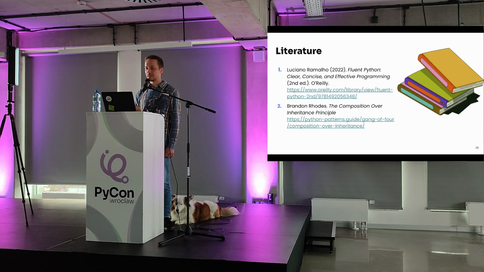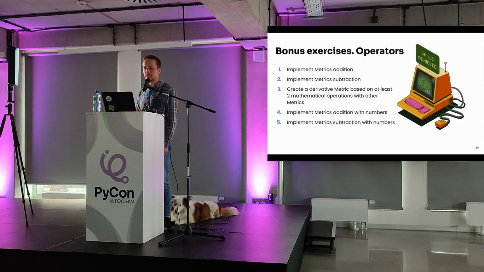This is the literature that I drew the knowledge from. Highly recommended: Fluent Python by Luciano Ramalho, and a presentation on the inheritance principle by Brad. If you were bored, I had a few exercises prepared for you. You can work them out. The tasks are to implement metrics addition and subtraction support, and to integrate a derivative metric based on at least 2 mathematical operations with other metrics.